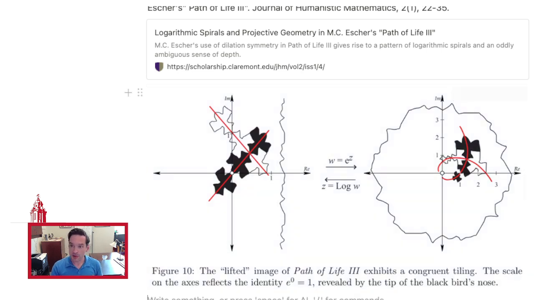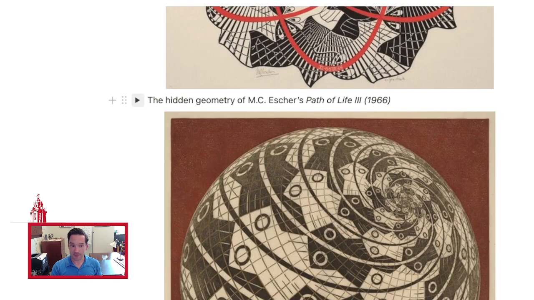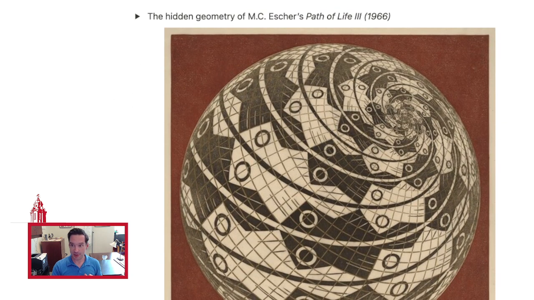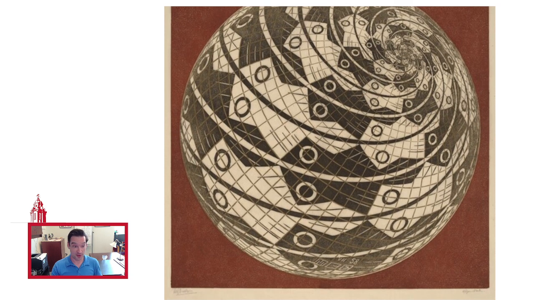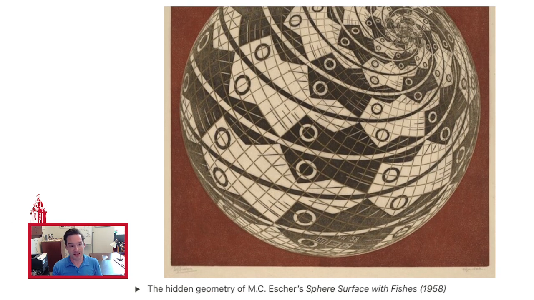Application number 2 takes a different Escher diagram and tries to apply the same idea to it. So this diagram is Sphere Surface, sometimes called Sphere Surface with Fishes. It's actually a little bit older. It's 1958, so this predates Path of Life 3 by 8 years. And what's different about this is that it depicts what looks like a spirally pattern that's no longer on a flat surface, but is on the surface of a sphere, as the name seems to suggest. And it still has the same black and white fishbird looking things following those spirals.